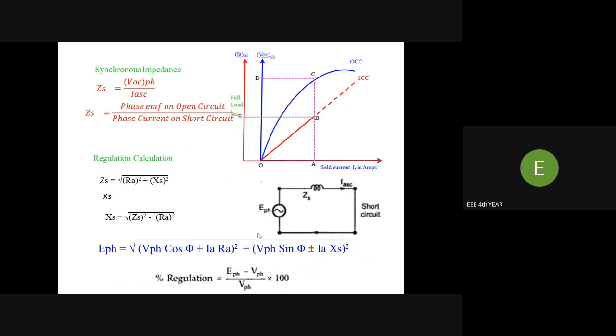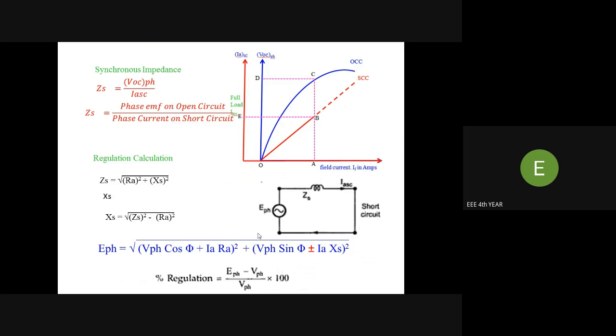Once Xs is determined, we can utilize the formula E phase equal to square root of (V phase cos phi plus Ia Ra) whole square plus (V phase sin phi plus or minus Ia Xs) whole square. From that formula, we can get the E phase value for lagging power factor load and leading power factor load. Finally, we can determine the voltage regulation of the alternator by the EMF method: E phase minus V phase divided by V phase into 100.